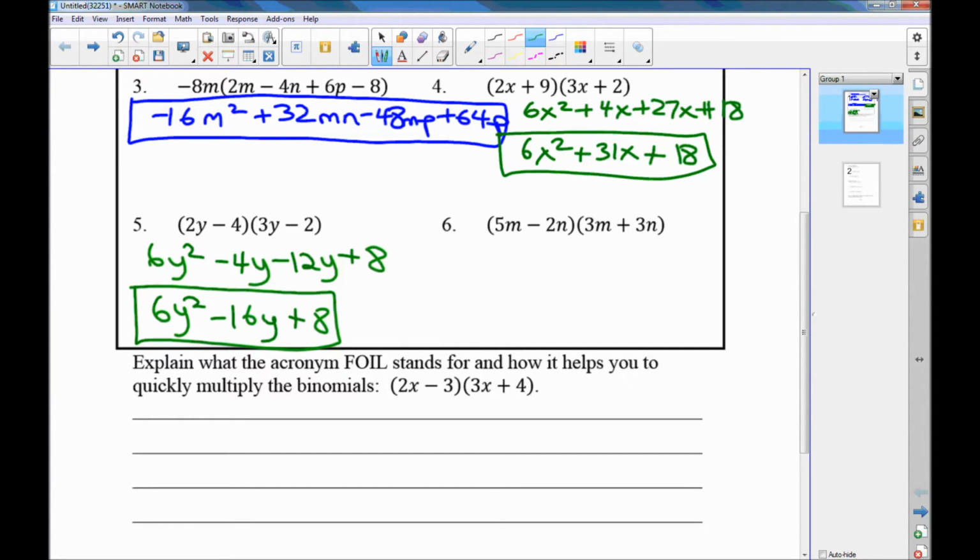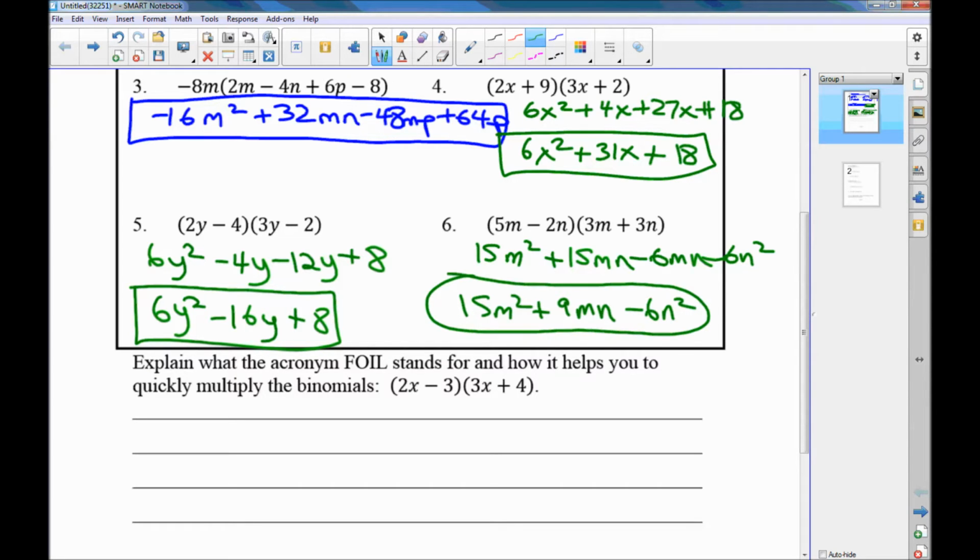All right, and then our last one, we'll do first terms, which will make 15m squared. Outside is 15mn. Inside is negative 6mn. Remember, put the variables in alphabetical order. And then last is negative 6n squared. So once again, our outer and inner are going to be like terms. So 15m squared plus 9mn minus 6n squared. And you'll see in a lot of cases the two inside terms will be like terms.